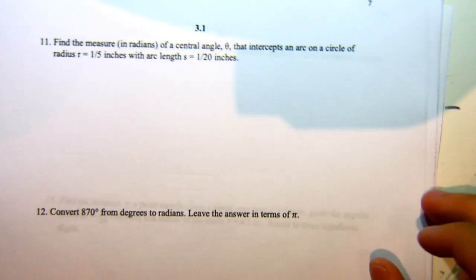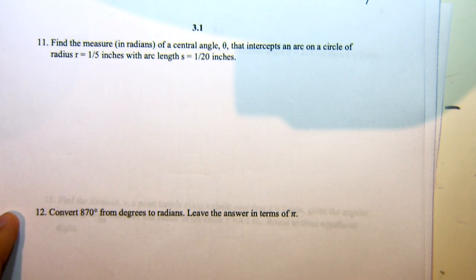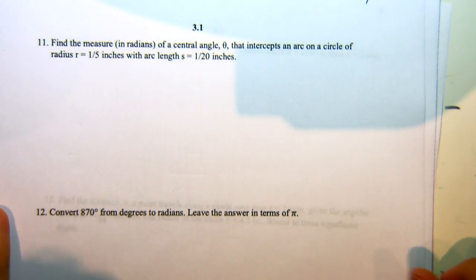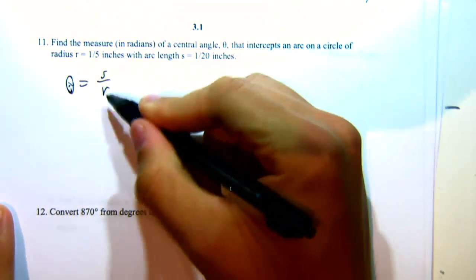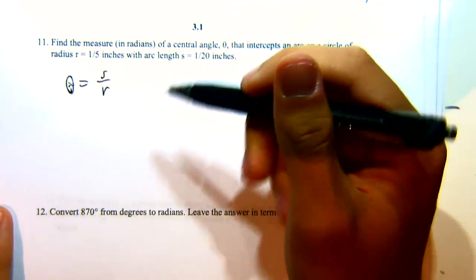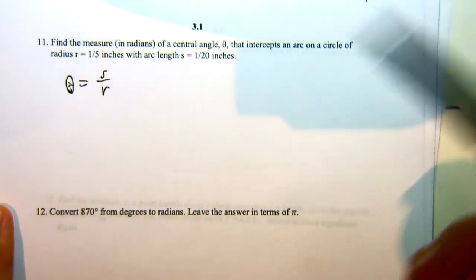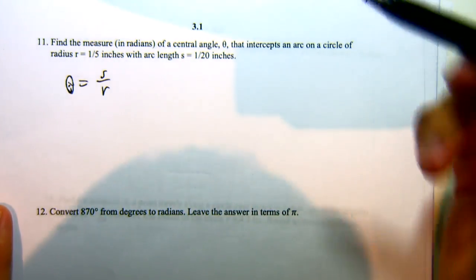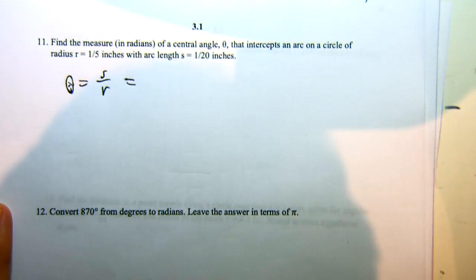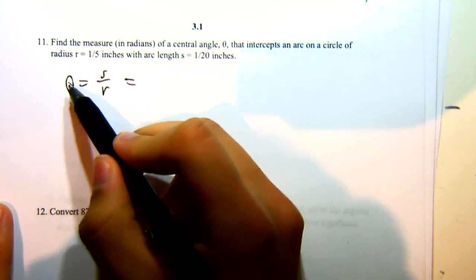So let's find the measure in radians of central angle theta that intercepts an arc on a circle of radius r equals 1/5 inches with arc length s equals 1/20th inches. Alright, so for here, we're going to want to use our formulas that we have, right? So we know that theta is equal to s over r. That's something that we've hopefully memorized, right? And from that point, once we know that, it's simply a matter of just plugging it in and solving it. So let's go ahead and do that. And remember that this is in radians, this little formula.